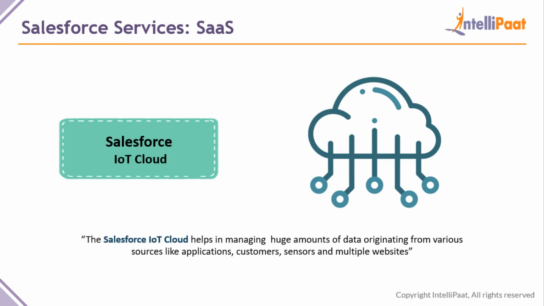And the next biggest thing is pretty much the Salesforce IoT Cloud, guys, because when you come to think about it, the IoT Cloud helps in managing huge amounts of data which originate again from various different sources, right? When we're talking about Internet of Things, we know that the data is coming from a million sources. It can be hundreds of applications, hundreds of customers, a lot of sensors, and multiple websites as well, right? When you come to think about it, this is what the IoT world wanted for a really long time, guys.